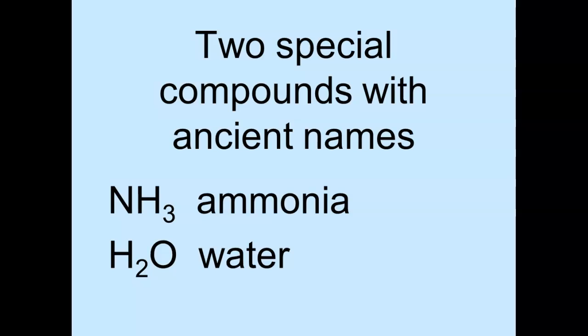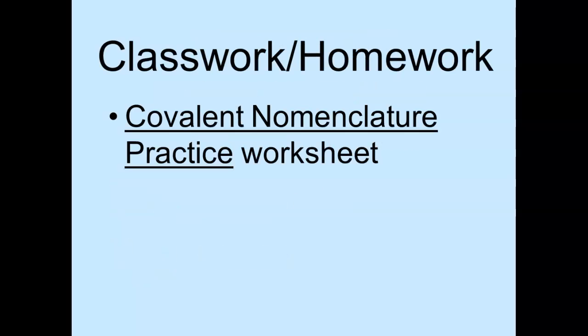All right, there are two compounds that you just have to memorize. They have ancient names. So ammonia, and make sure you get the spelling, AMMONIA, is NH3, nitrogen and 3 hydrogen. And then there's good old water. These two you just have to know. And you probably already know one of them. So on your worksheet that we started with the introduction stuff, the bottom half is the covalent nomenclature practice worksheet. You need to do that, and then we'll see you at school.